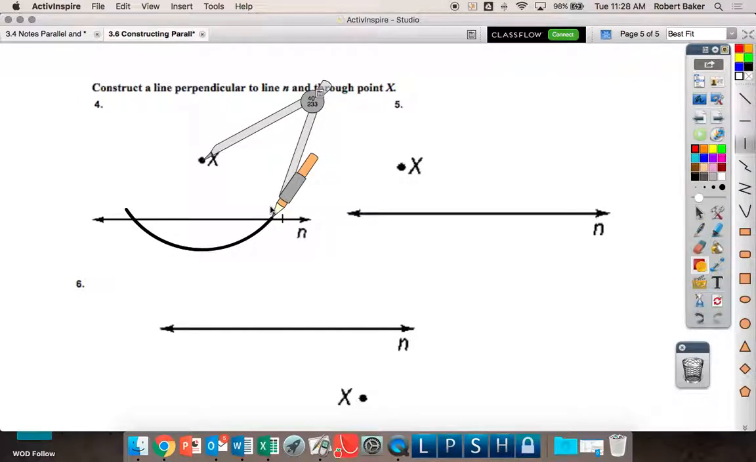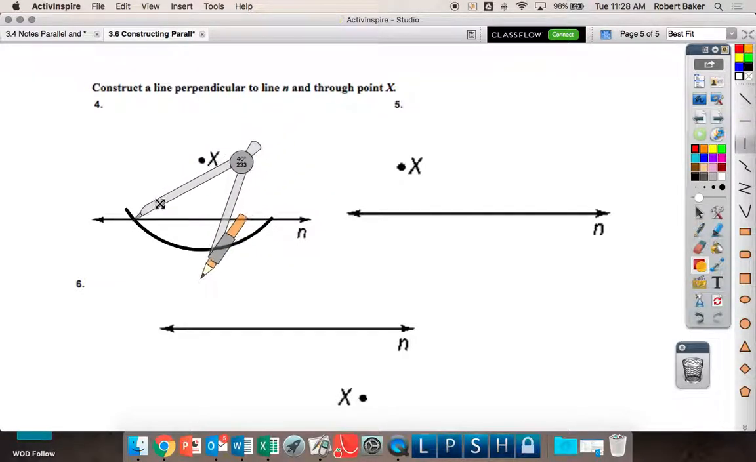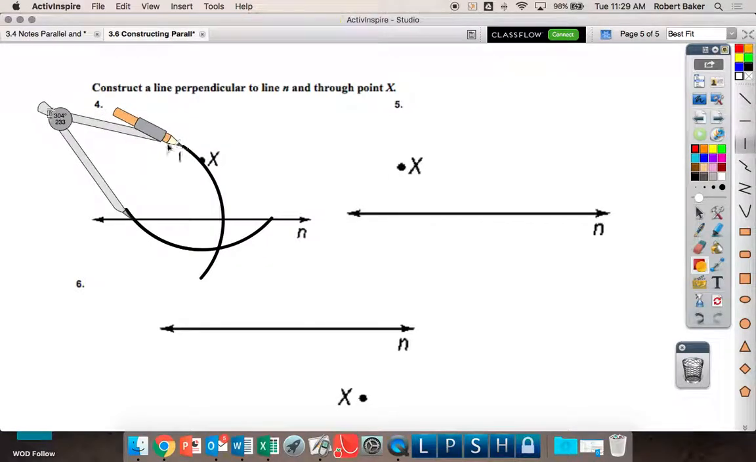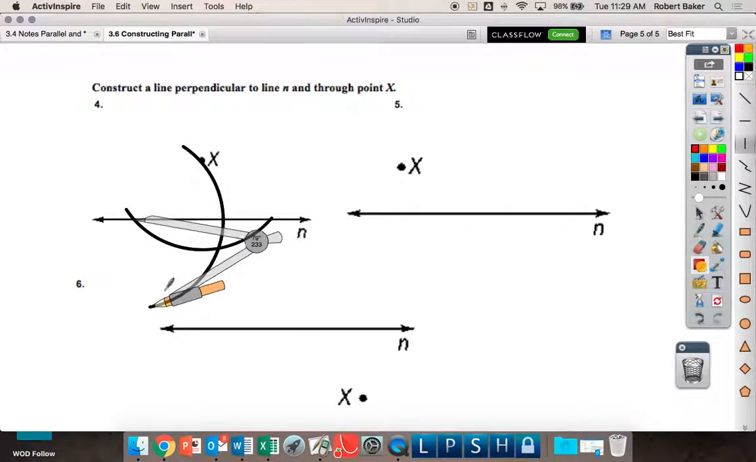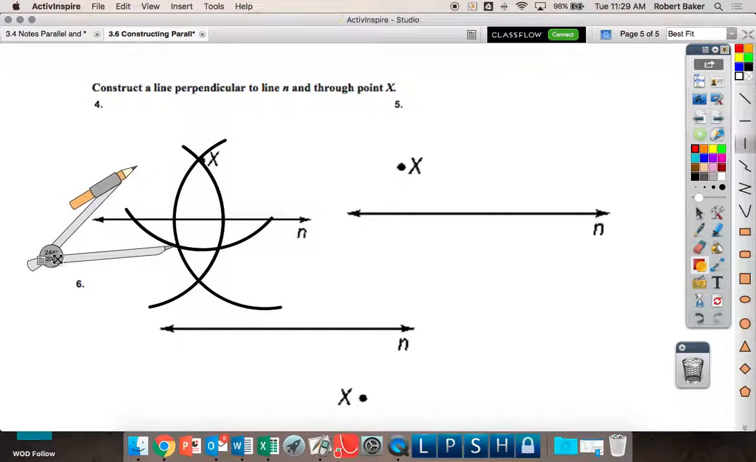Just like you did on your project, but you guys started in the middle and you swung an arc on either side. Once you establish those 2 points, you go to intersection 1, swing an arc up and down, go to intersection 2, swing the same arc, and it creates a line that's perpendicular.